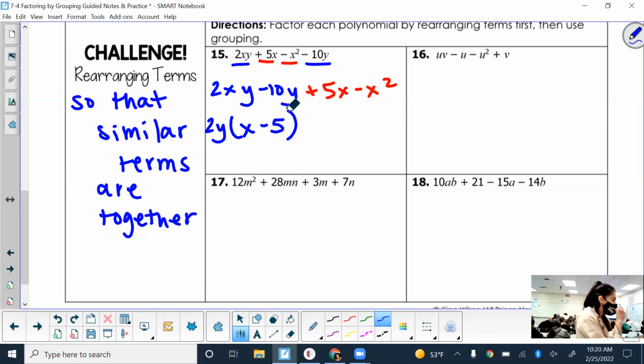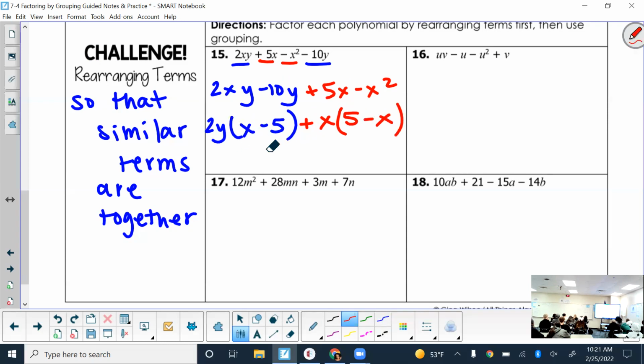All right, now for the second set, what is the GCF of these two? Just x. We'll see if we want it to be positive or negative. What is 5x divided by x? And what's negative x squared divided by x? Positive or negative?